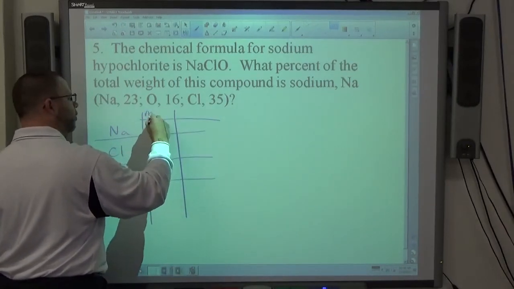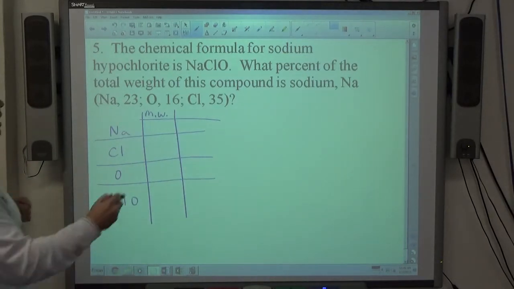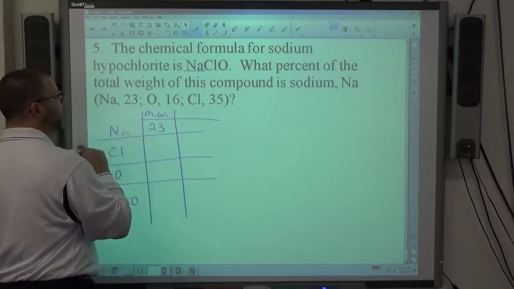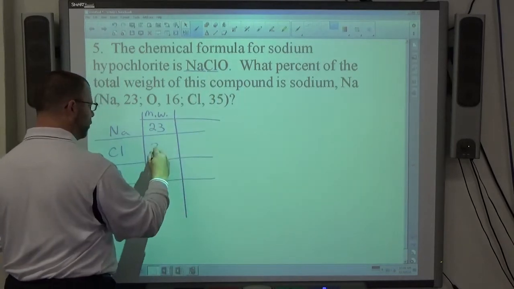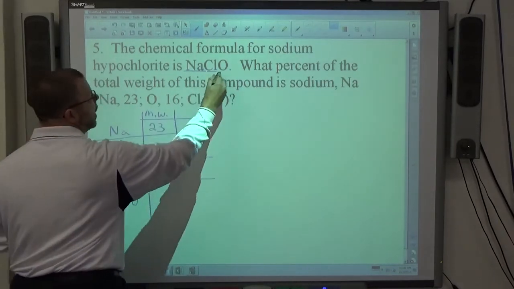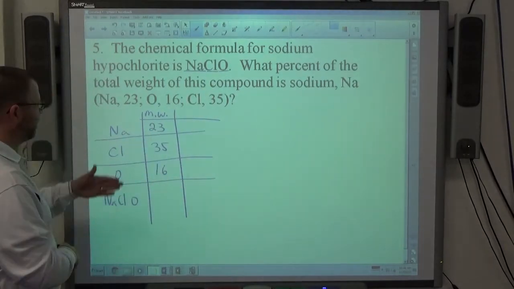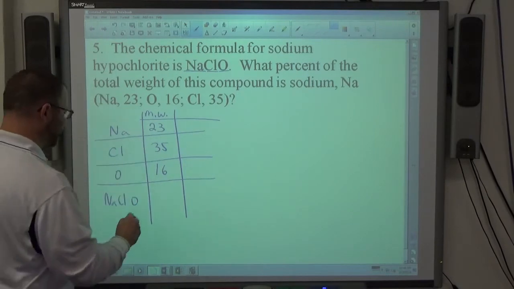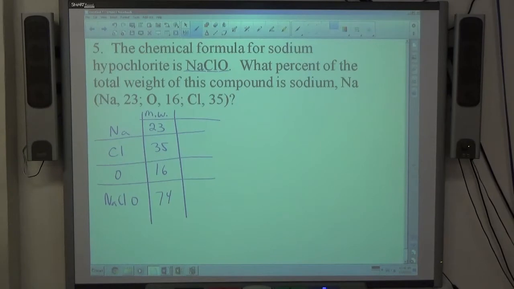So we have molecular weight here. So each sodium atom weighs 23. The chemical formula has one sodium atom in it, so 23 is the molecular weight of the sodium. Each chlorine atom weighs 35. We have one in the formula, so 35 is the weight of the chlorine. Each oxygen atom weighs 16. We have one in the formula, so 16 is the weight of the oxygen. Add them up, 23 and 35 is 58. 16 makes 74. So each molecule of NaClO weighs 74 moles.